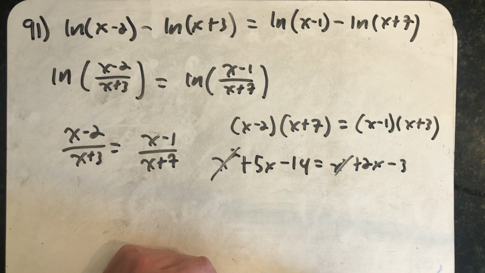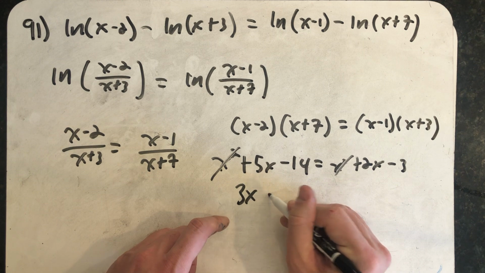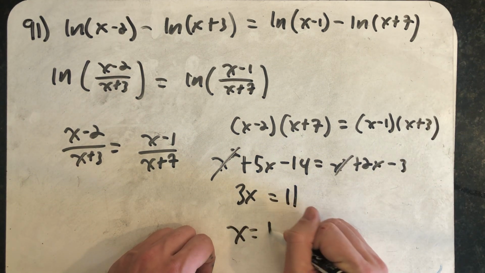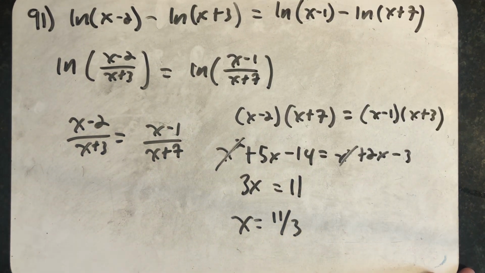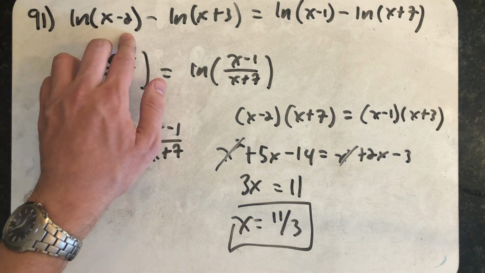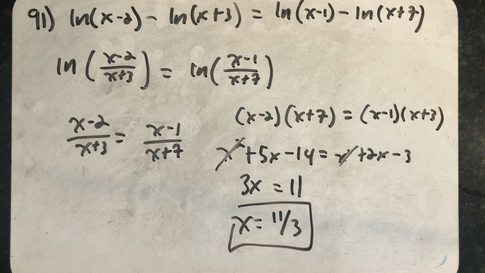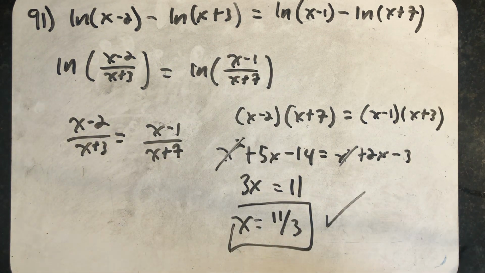Take x squared away from both sides, and those will cancel. Subtract 2x from both sides, I get 3x. Add 14 to both sides, and I'll get an 11. I get x equals 11 over 3. I need to check that. Take 2 away from it, I'll get a positive number. Take 1 away from it, I'll definitely get a positive number. And that value is in the domain of all of my logarithms, so there's nothing wrong with it there.